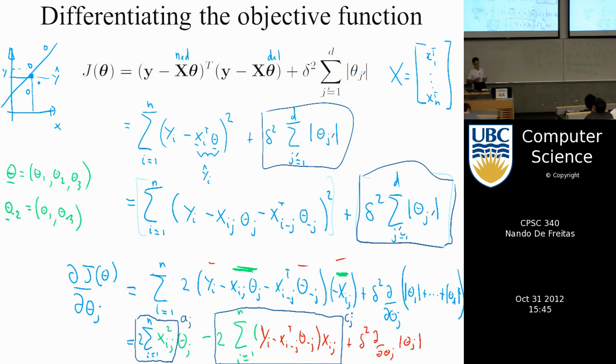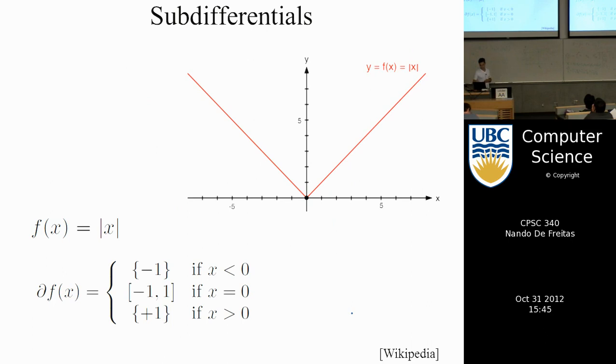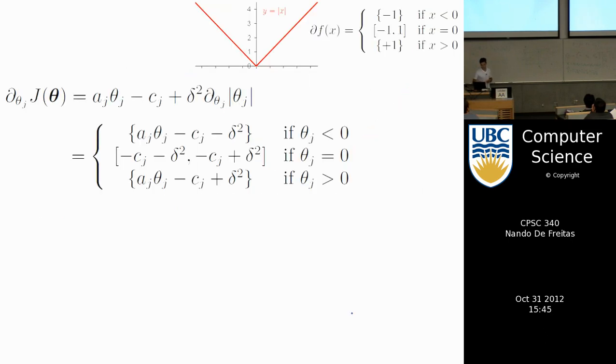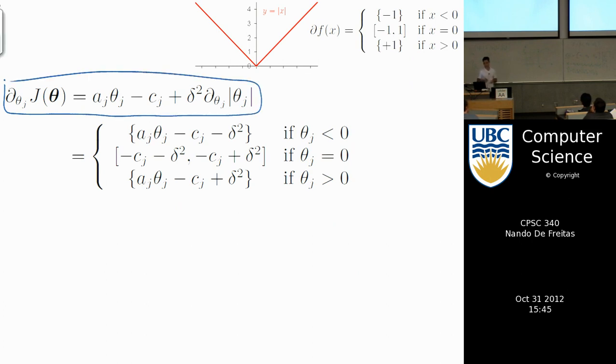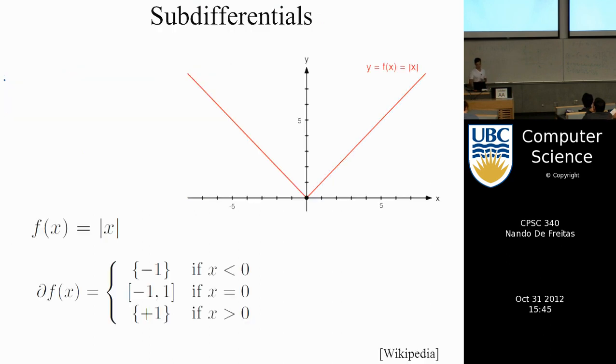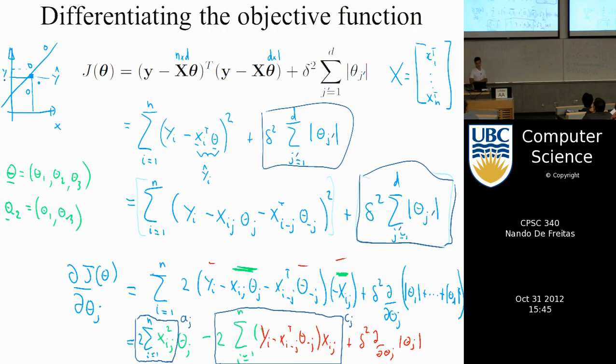If we do that, our equation of the derivative says it's AJ times theta J minus CJ plus the derivative of the absolute value. So, in other words, going ahead a bit, this is what I've been able to get: AJ times theta J minus CJ times the absolute value. That will be easier to write than this whole monstrosity of sums, etc. So we have an expression for the derivative.